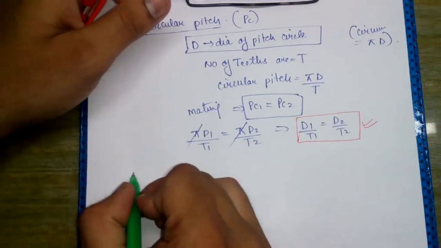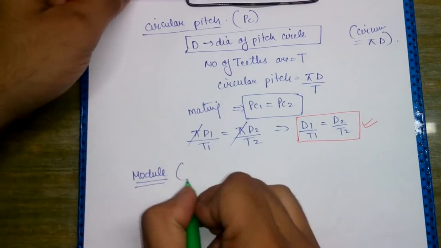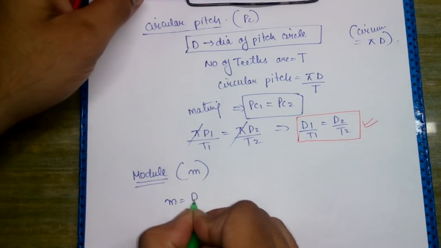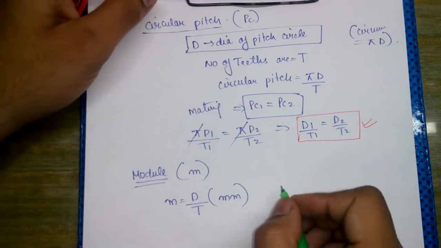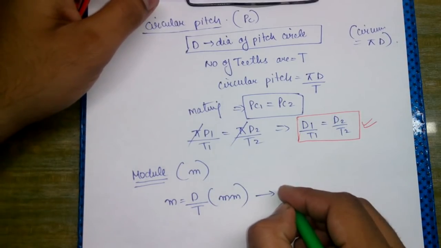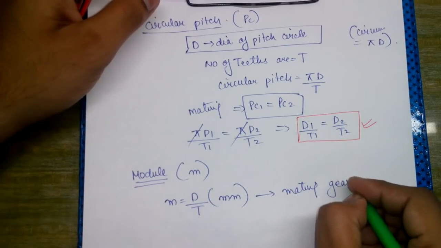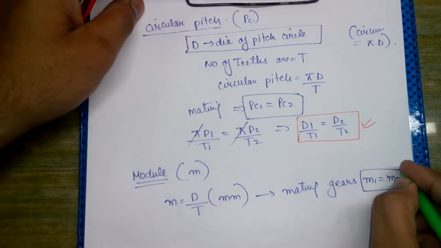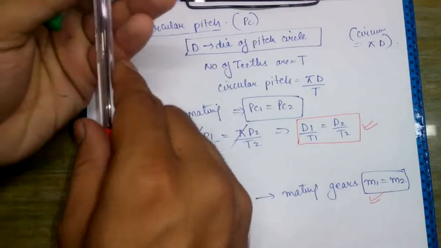Okay, the next terminology, very important, is called the module. It is represented by small m, and small m is equal to capital D by T, such that this is in millimeters, and this is also defined for mating gears. The module for the two mating gears is actually equal.